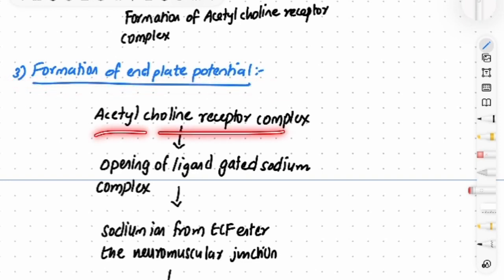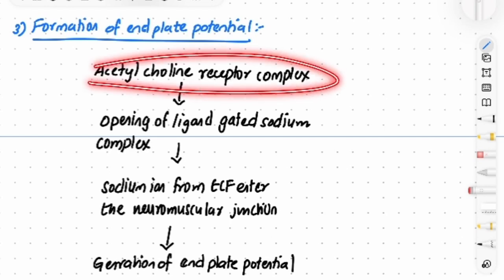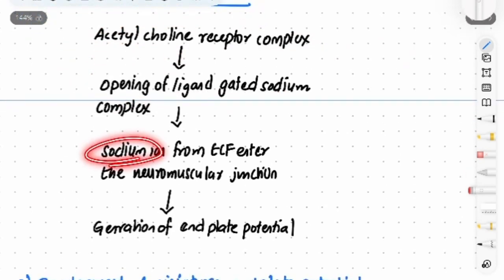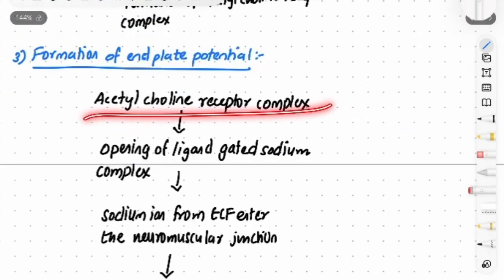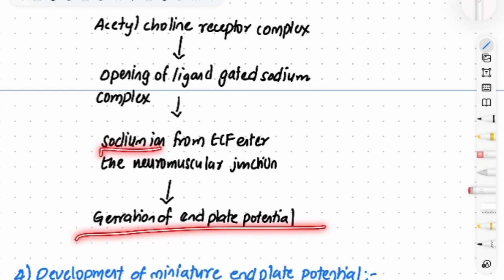Now, the formation of end plate potential. As discussed, the acetylcholine receptor complex causes the opening of ligand-gated sodium channels present on the postsynaptic membrane. The postsynaptic membrane contains Na+ ligand-gated channels. Due to the formation of the acetylcholine receptor complex, these ligand-gated channels open, and there will be rapid influx of sodium from the extracellular fluid, which generates a potential known as end plate potential. I hope you are clear. Acetylcholine receptor complex causes the opening of ligand-gated sodium channels, and the influx of sodium causes the generation of end plate potential.